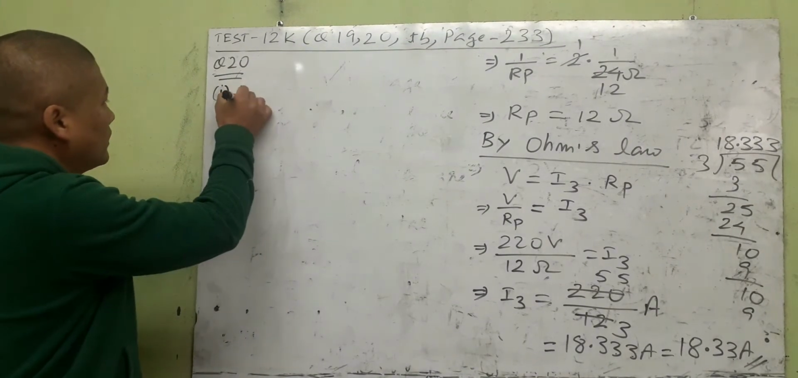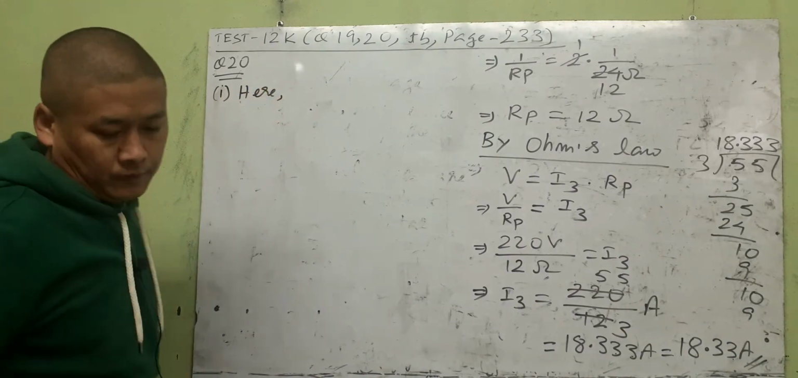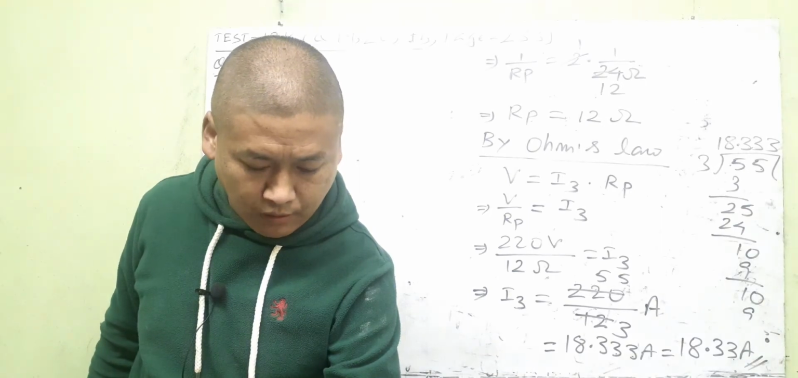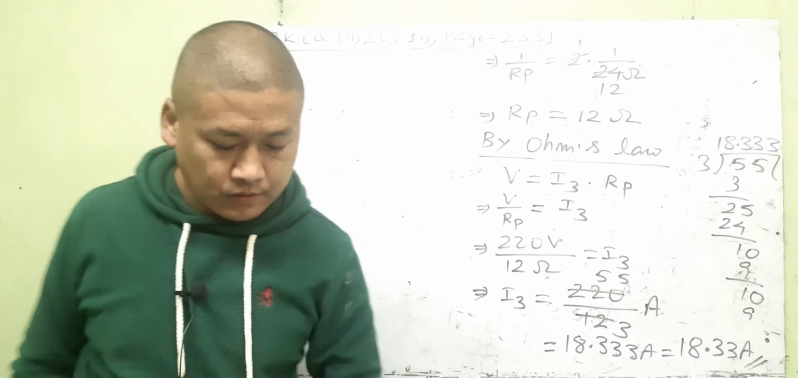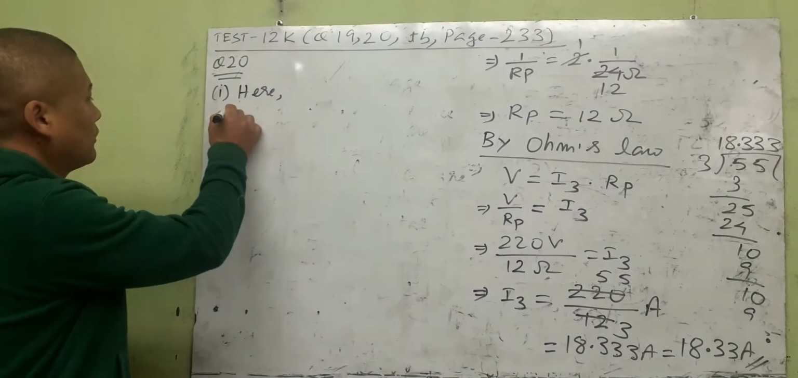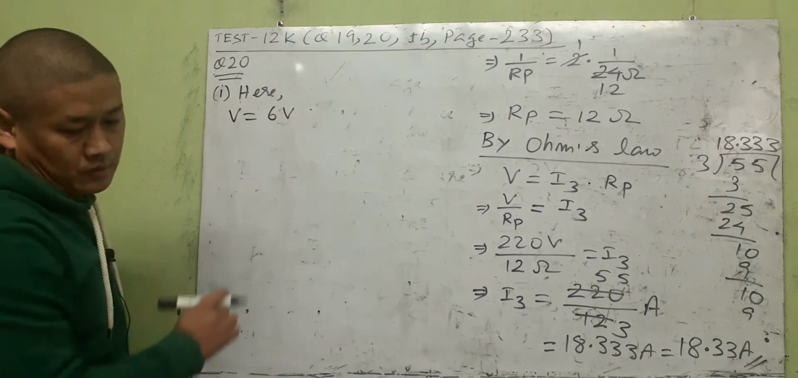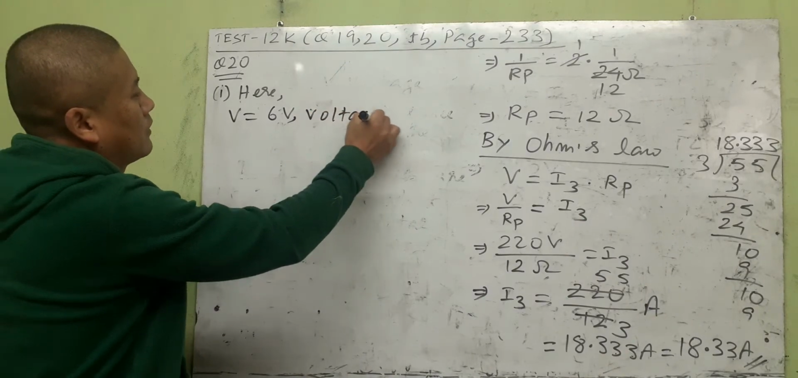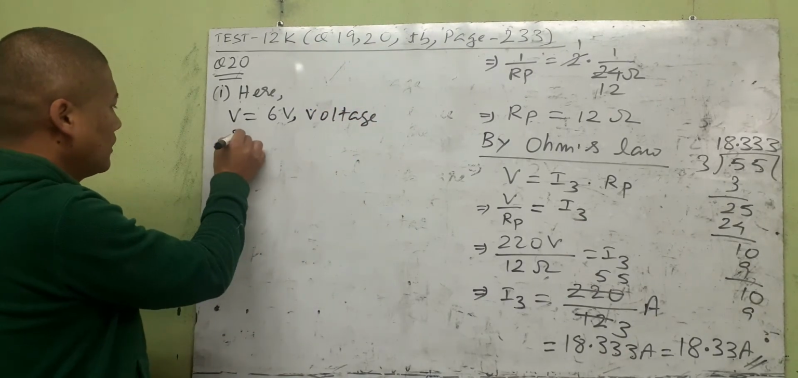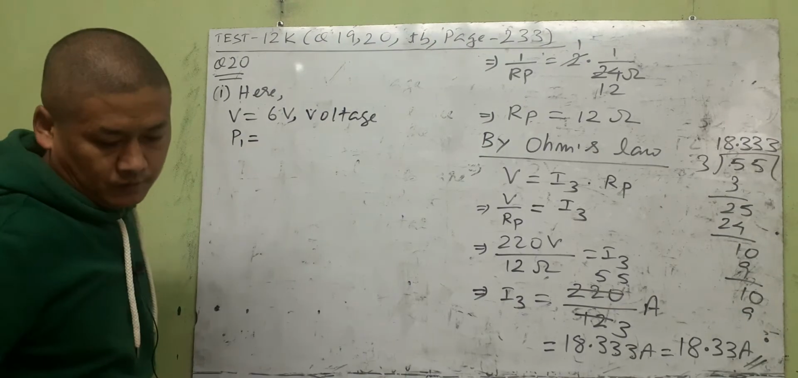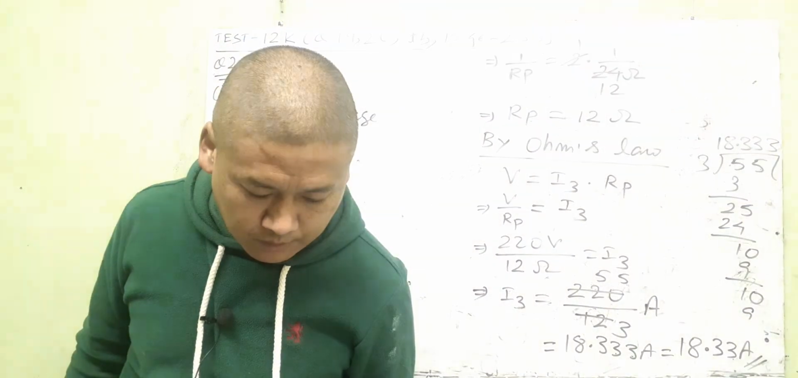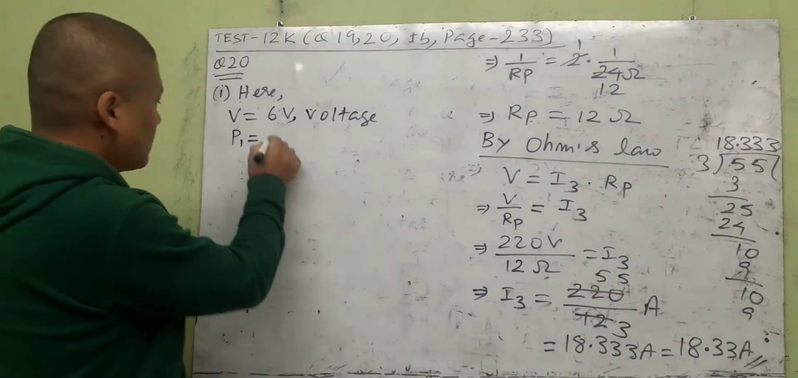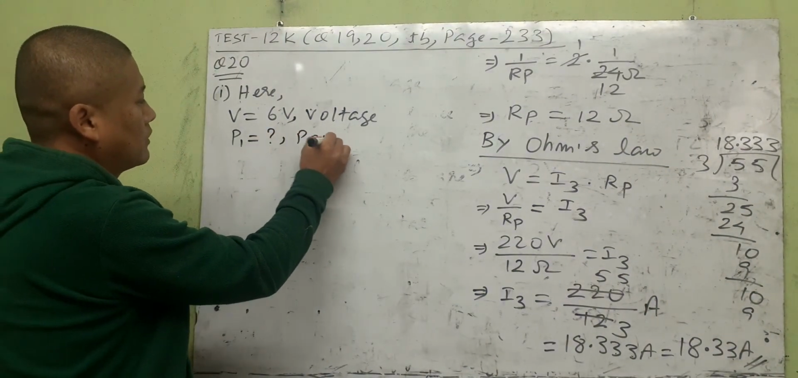Here, as we read, let us see. A 6-volt battery in series with 1 ohm and 2 ohm resistor. As we read, we know V is equal to 6 volt. Very clearly, the voltage involved in the first case. Then P1, let us put power. I think they're saying power in each case, so let us put P1 in the first case. This question mark is the power.